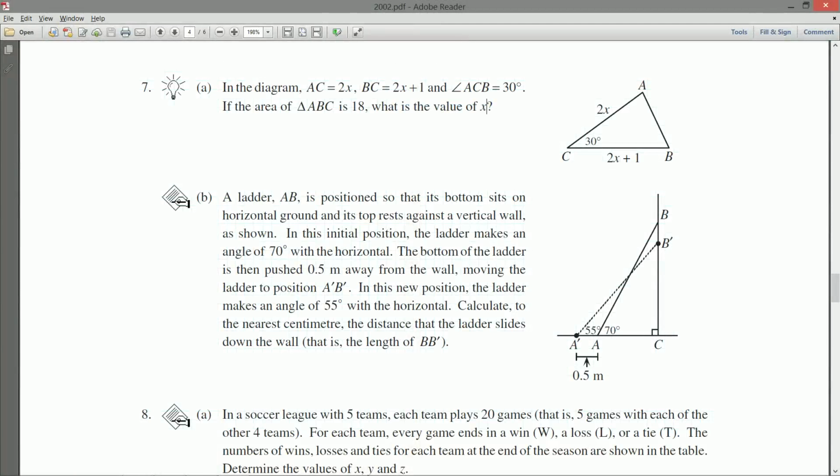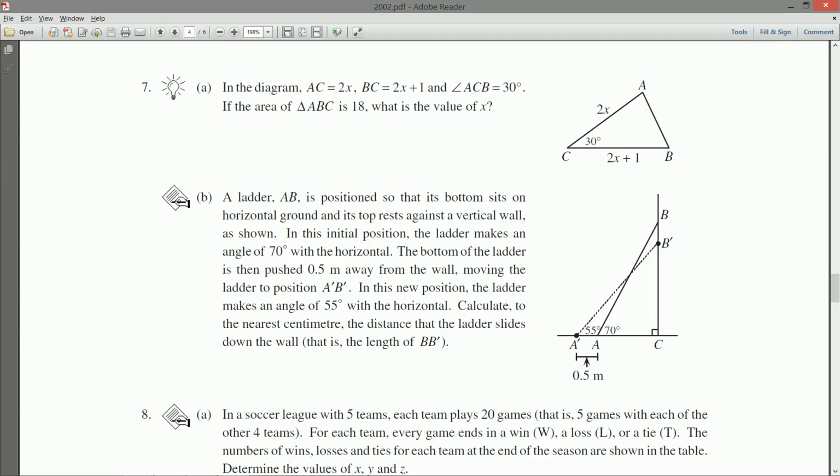And now B part, which is long and has a picture associated with it. So let's get cracking. A ladder, AB, A up to B, is positioned so that its bottom sits on the horizontal ground and its top rests against the vertical wall. Okay. In this initial position, the ladder makes an angle of 70 degrees.